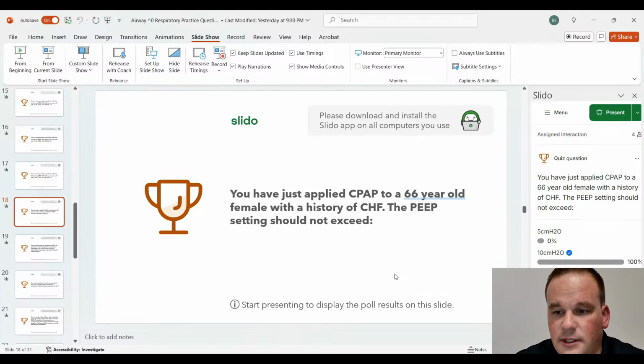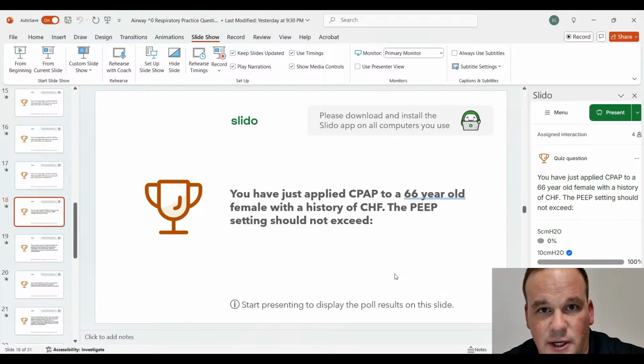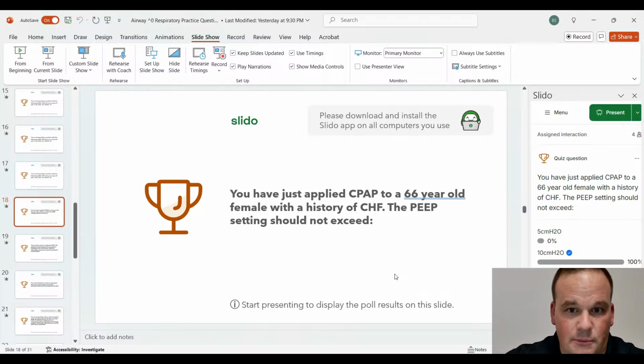Very good. So 10 centimeters of water pressure. Now, you may have different protocols at your agency that say you can go above 10, but the test isn't based on your agency's protocols, right? So generally, we talk about a PEEP setting. Remember, PEEP is positive end expiratory pressure. We talk about PEEP settings between 5 to 10 centimeters of water pressure. So we should never really exceed 10 centimeters of water pressure without medical control or medical direction allowing us to do that.